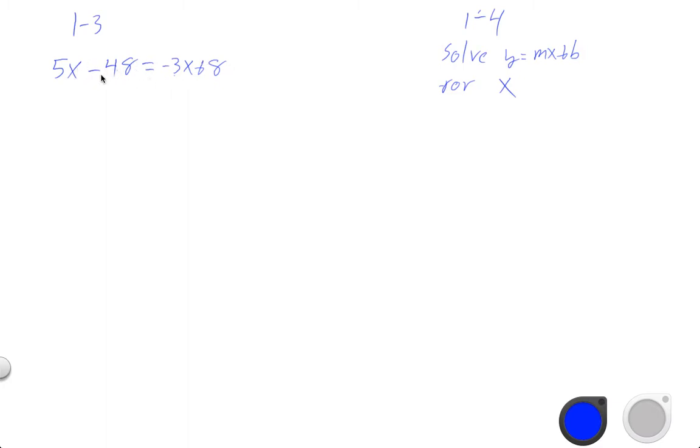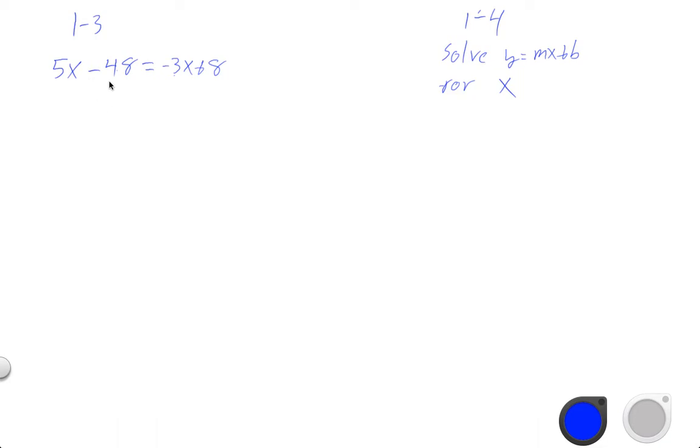So first, and the order that you do this doesn't matter, except for when it comes to division and adding, you want to do the adding and subtracting before you do division. But other than that, it doesn't really matter. I'm going to get all of my x's to the left side. You could do it to the right, it doesn't matter. You should come out with the same answer either way. But I don't want any numbers on this side.